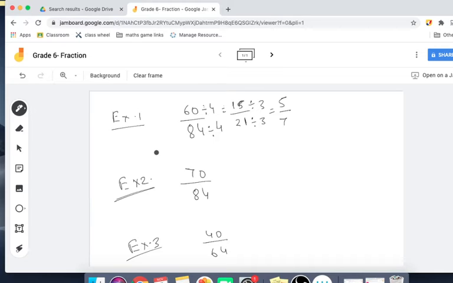Try this question. I am giving you 40 seconds. Okay, let's divide it. From which number do you want to start? Do you want to start directly with a bigger number? So think about it. You know, 70 and 84 both are divisible by 14. So let's divide it by 14 and you will get 5 by 6. 14 fives are 70 and 14 sixes are 84. So directly you can write the answer here.